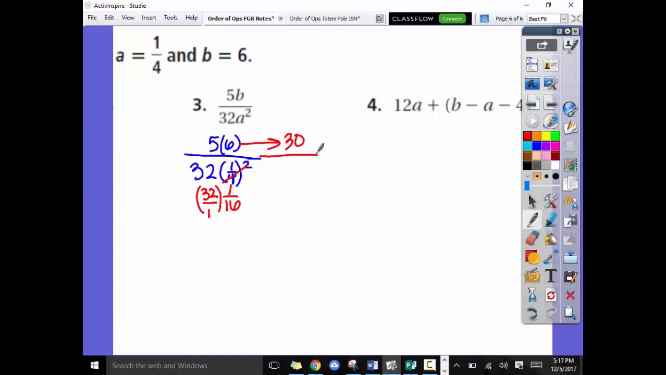And then for the bottom part of my fraction, I have 32 times 1, which is 32, and 1 times 16, which is 16. 32 over 16, that's like 32 divided by 16, so that is 2. So my numerator is 30, my denominator is 2. 30 over 2. That just means 30 divided by 2, which gives you 15.